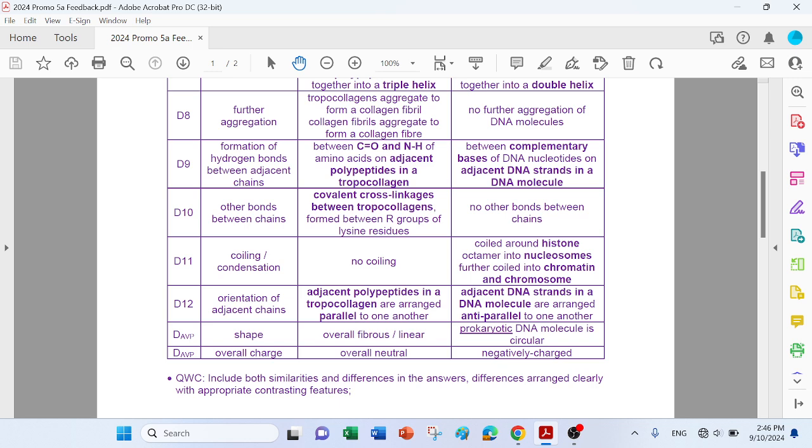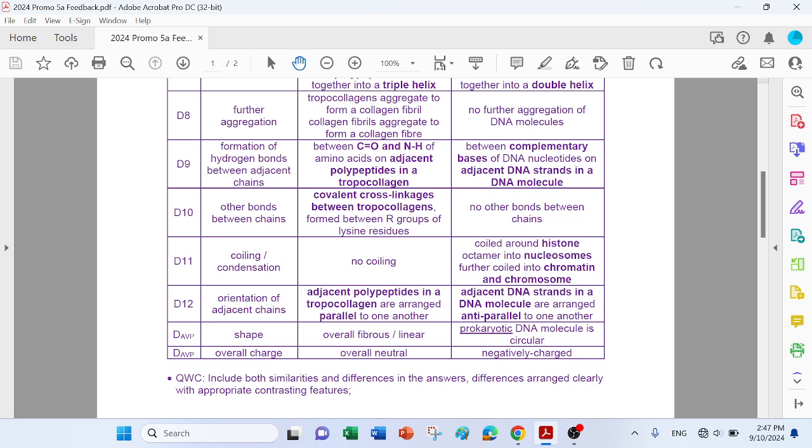Okay, so when we talk about orientation, anti-parallel, parallel, we need to talk about individual polypeptides, individual DNA strands. Okay, so when we are looking at individual polypeptides, then of course at my level I have to look at tropocollagens. I'm comparing between the polypeptides within the tropocollagen, and they are parallel, versus comparing the two DNA strands in the DNA molecule, they are anti-parallel. Okay, so I hope you understand why the comparison here is between tropocollagen and DNA molecules, not between collagen fiber and DNA molecules, for example, because that's what some of you have tried to do.